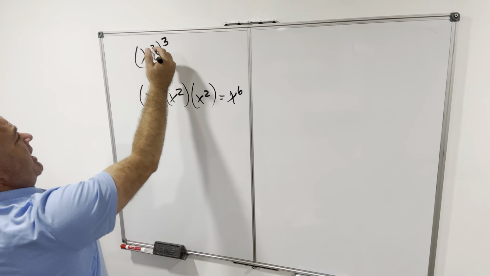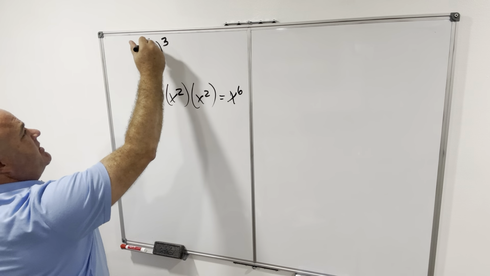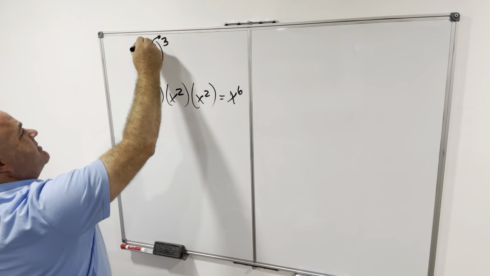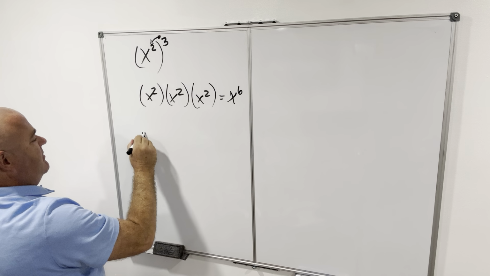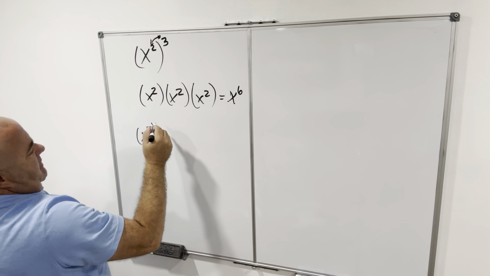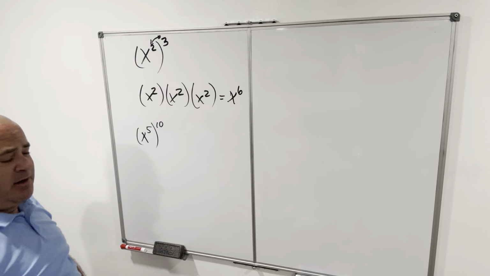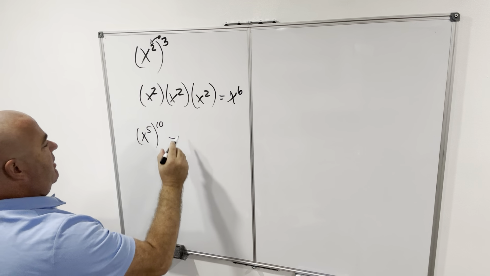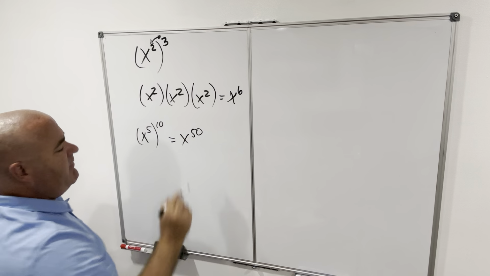Now, if you notice the pattern, whenever we have these in parentheses, we're going to multiply these. So if we have x to the fifth to the 10th power, well, we're going to multiply our exponents and we're going to get x to the 50th power.